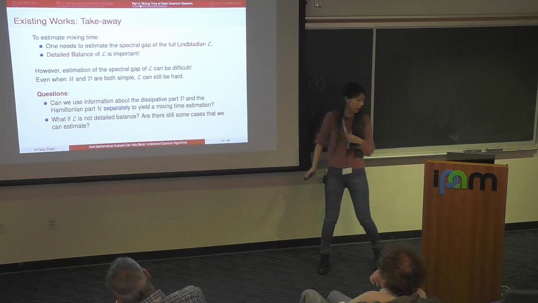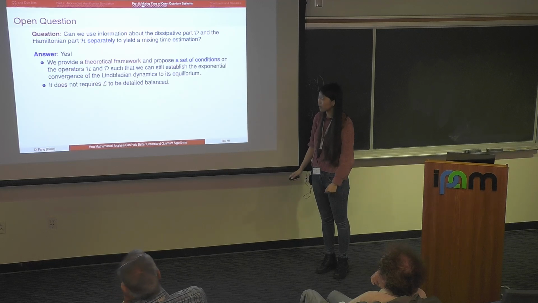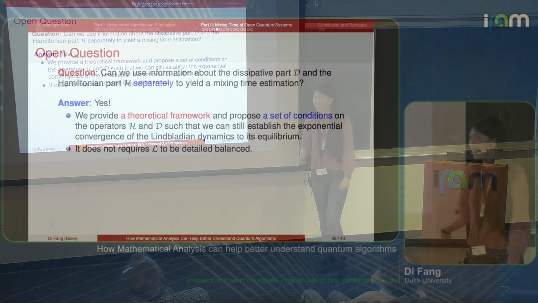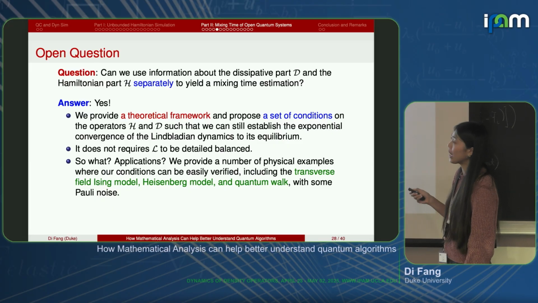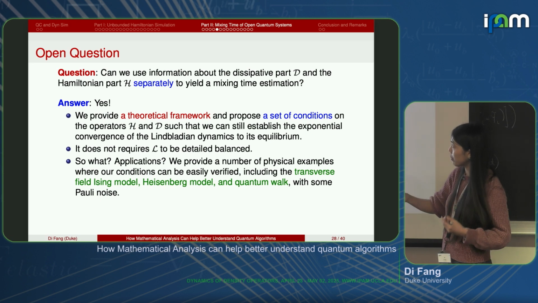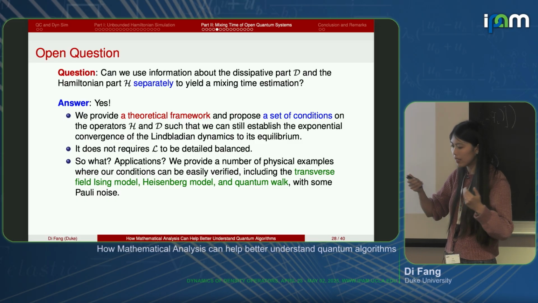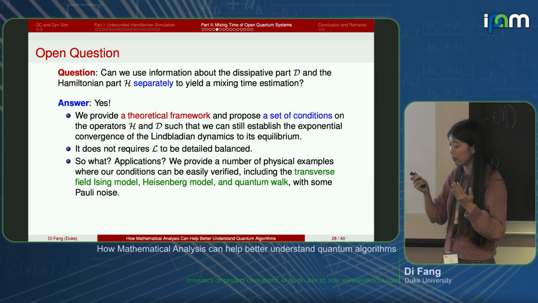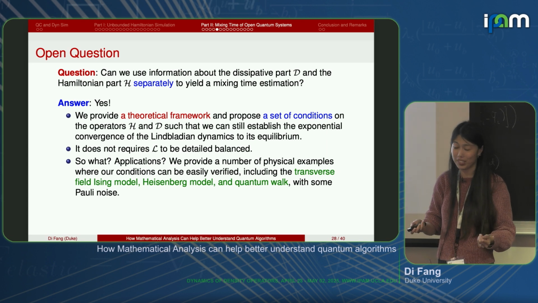That's the question of this part. I don't think I have enough time to tell you what we did, but the high-level message is that yes, we can. We propose a theoretical work where we propose a set of conditions on H and D separately, and the whole Lindbladian does not need to satisfy detailed balance. I'm not saying any non-detailed-balanced Lindbladian I can deal with. I'm just saying there are specific cases where I can deal with it.